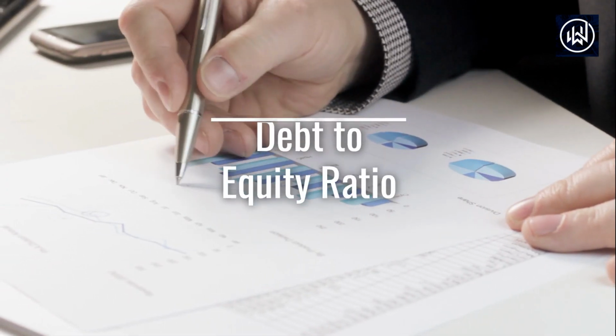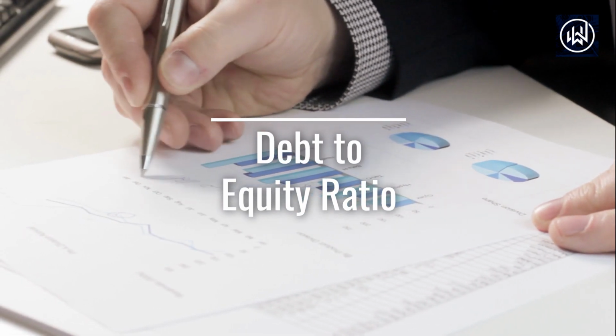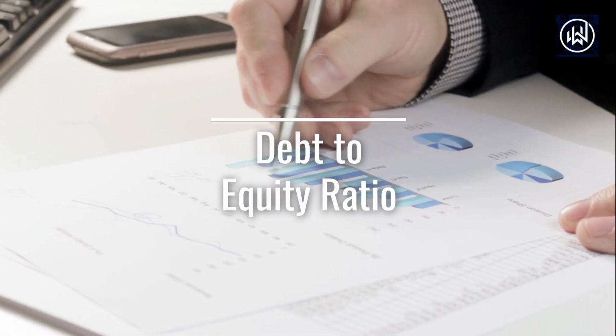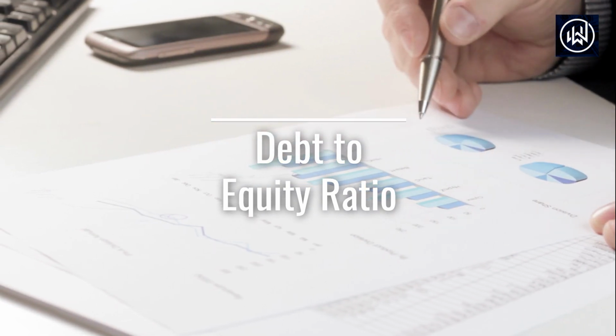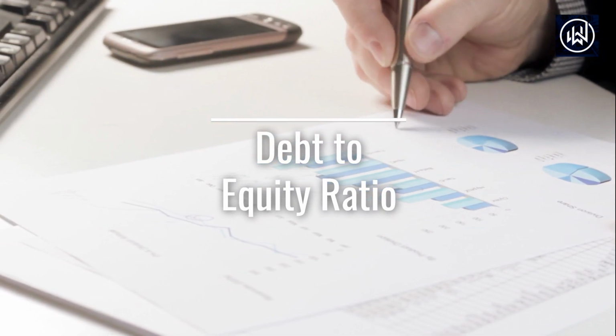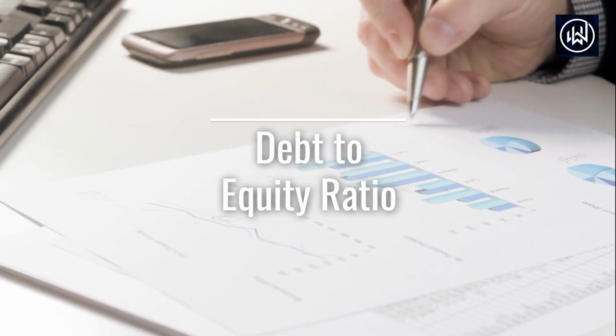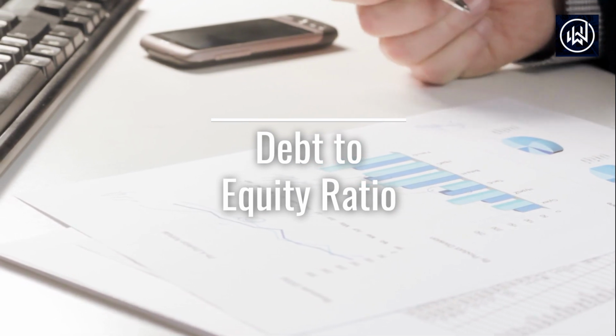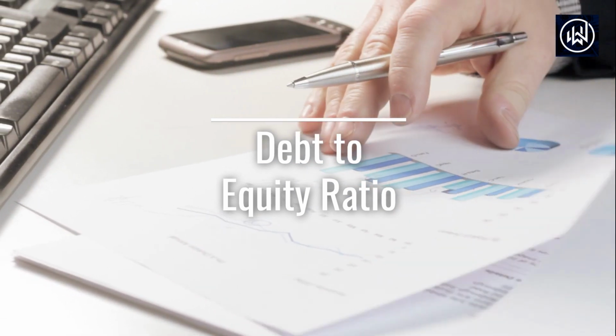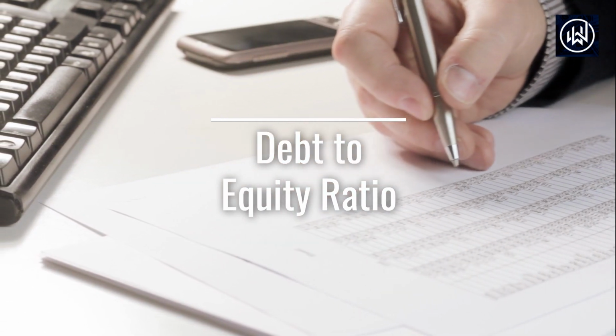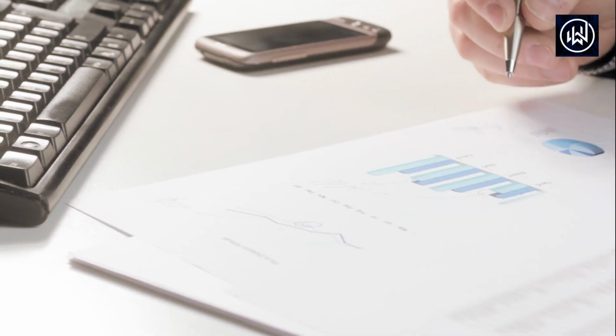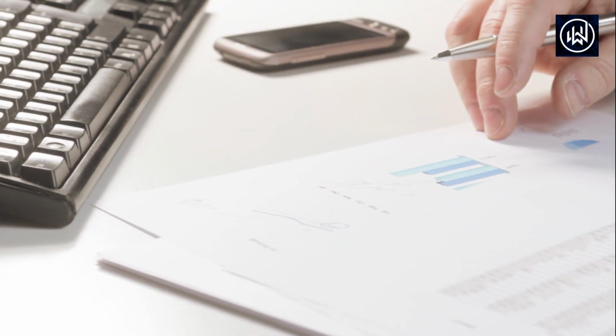Debt to equity ratio. The debt to equity ratio measures a company's leverage, or the amount of debt it has compared to its equity, or shareholders' equity. A higher debt to equity ratio may suggest that a company is more reliant on debt financing, which can then be riskier for investors.